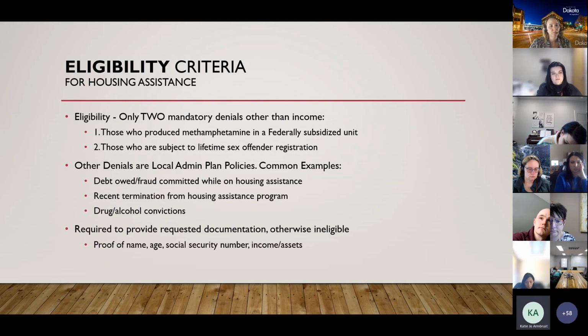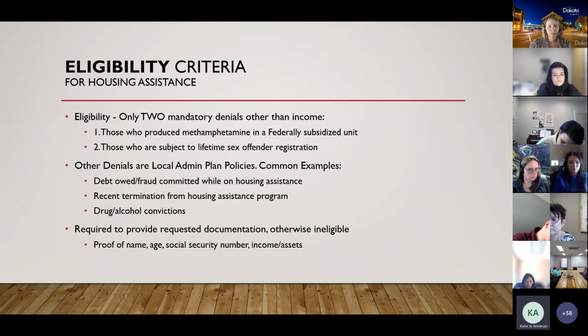Earlier, I also mentioned that each housing authority has the ability to establish their own eligibility criteria on top of that. That's something that HUD allows PHAs to do. More often than not, if there's debt owed, recent criminal activity, or termination from housing assistance in the past, that could be a reason, but those are not requirements.